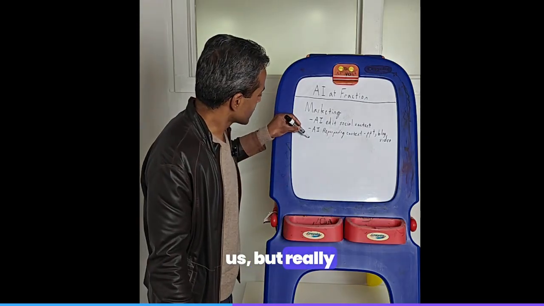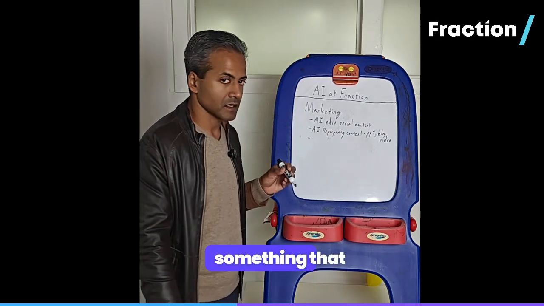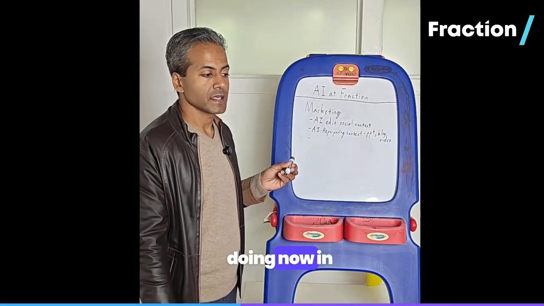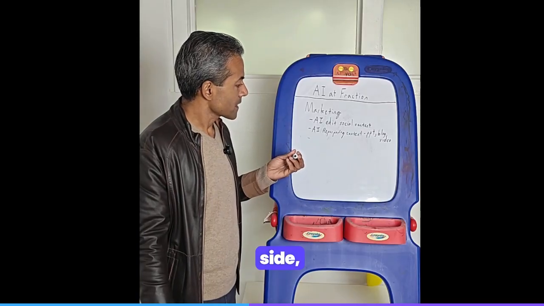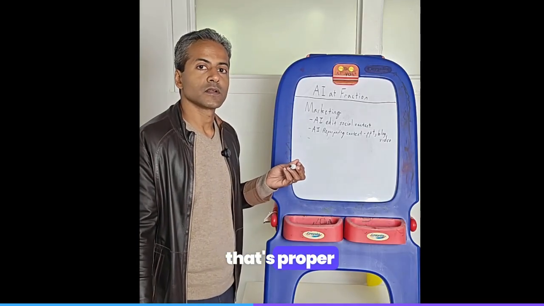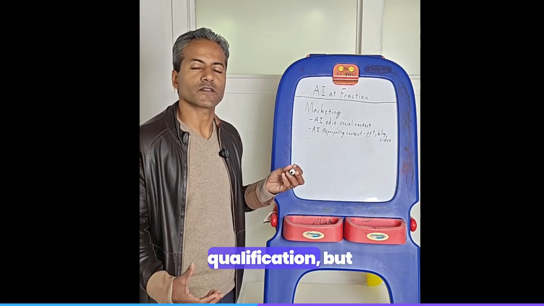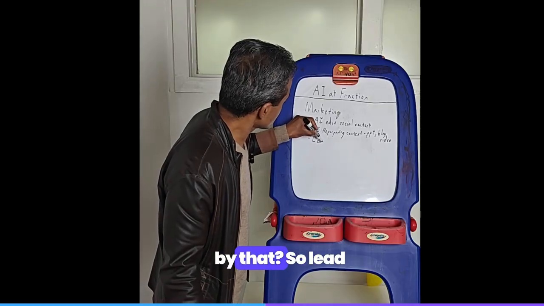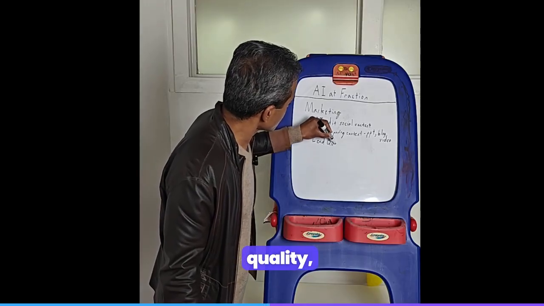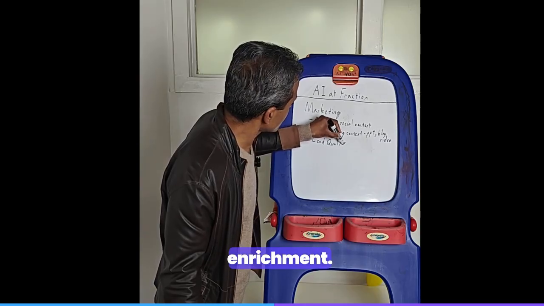But really the biggest, and this is something that we're doing now in terms of bringing AI in on the marketing side, that's proper lead qualification. Not just lead qualification, but lead enrichment. And so what do I mean by that? So lead qual, but also enrichment.